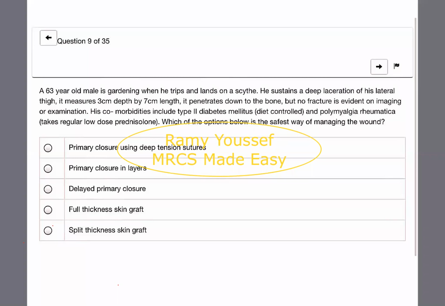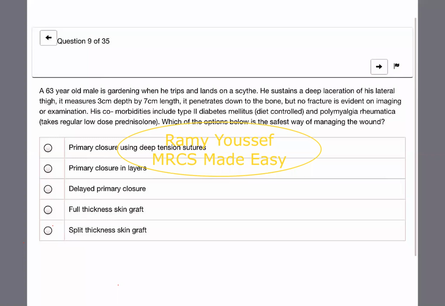So what do you think? As I said, his diabetes is diet controlled, so I'll go for primary closure. But this is an unclean wound. Our colleagues go for primary closure for clean wounds. This is an unclean wound, exactly. This is an unclean and deep wound.